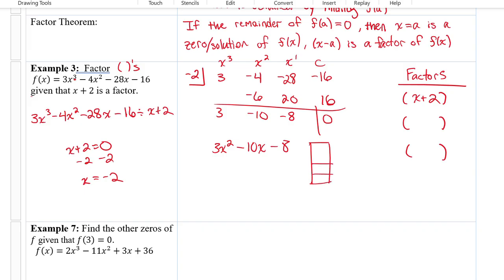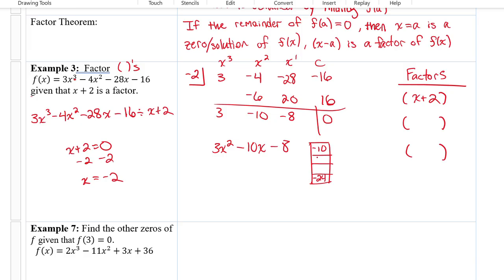Remember, if you see 3 terms in a polynomial, you can factor it by the AC method. My a times c is negative 24. My b is negative 10. Are there 2 numbers that multiply to negative 24 and add to negative 10? Why don't you pause the video and see if you can find it on your own before I reveal the answer.